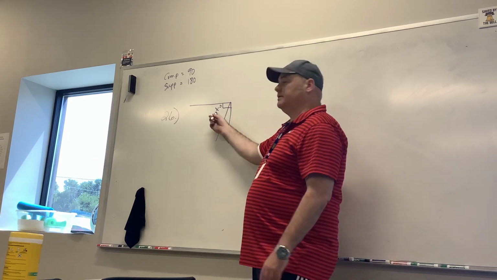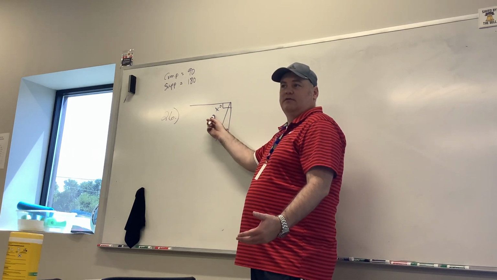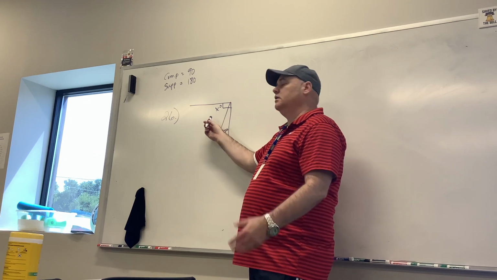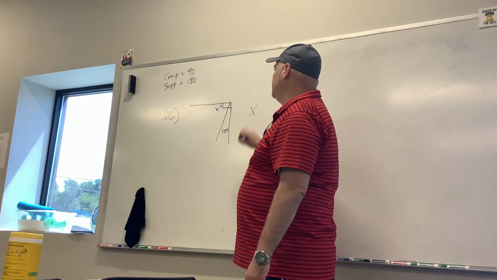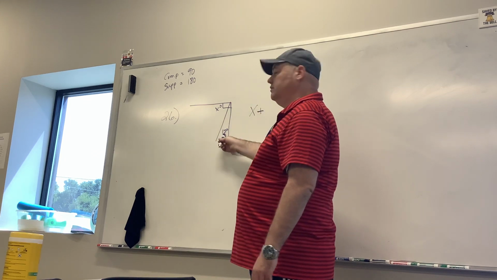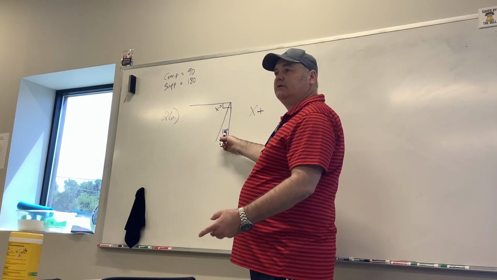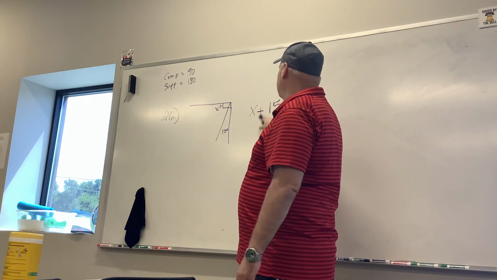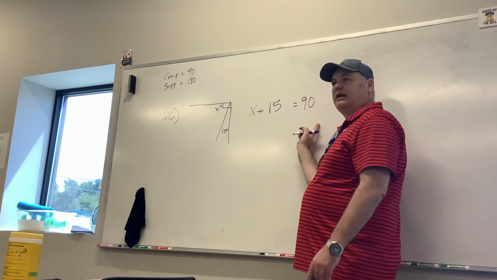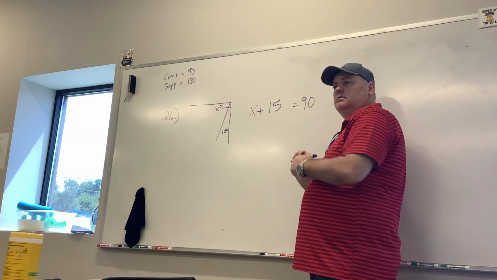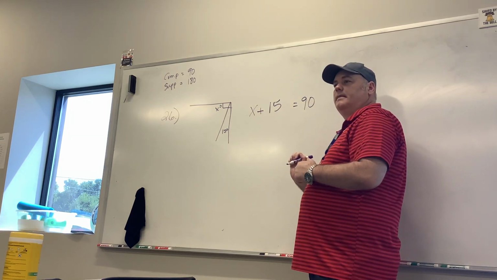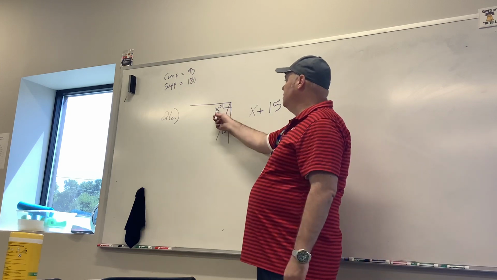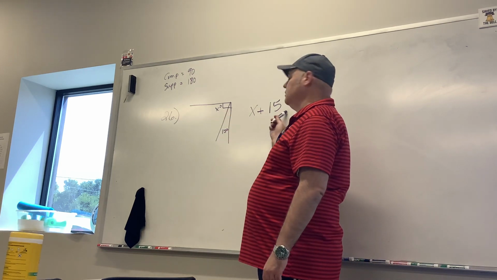I don't know what this one is yet, right? That's why they used a variable. That's why they used a letter. So it's X. And if I add it to this one, which they are telling us is 15, those two added together equal 90. There's my equation. Make sense? So this angle plus this angle equals 90.